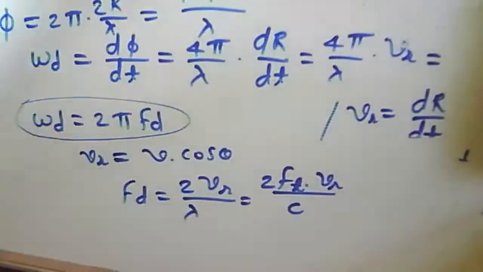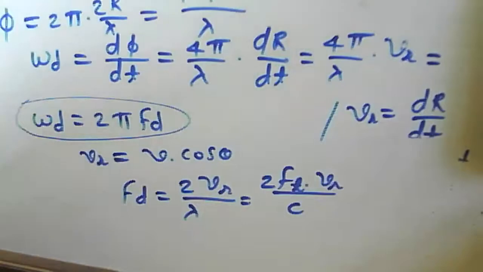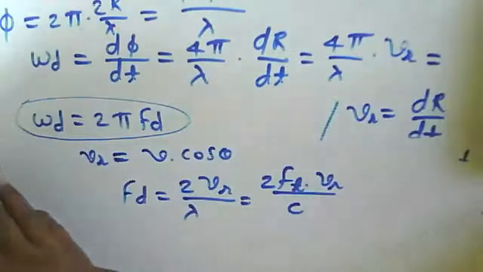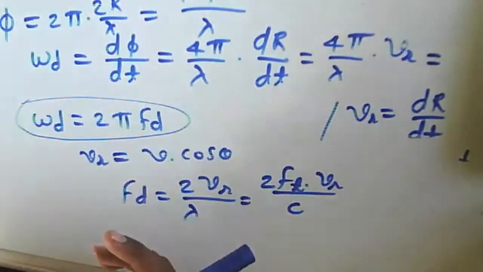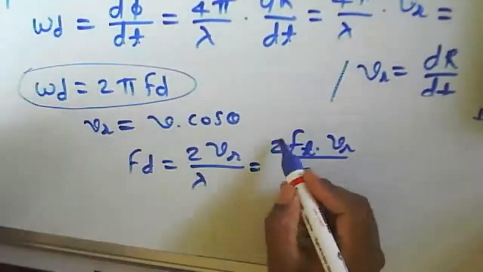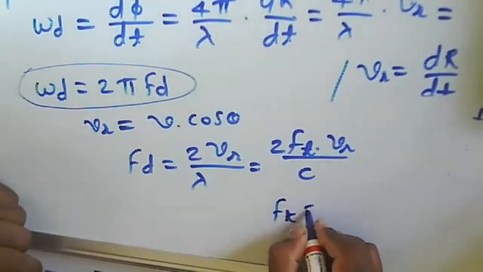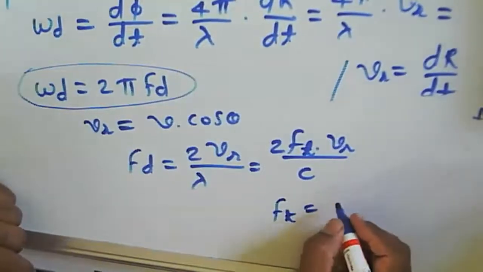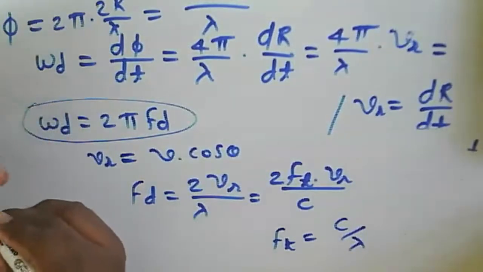If there is no variation, theta is equal to 0. Then what will be the Vr here? Vr is equal to V. If there is variation in theta, then Vr is equal to V times cos of whatever angle we have. So we need to find out what the radial velocity is. And Ft is the radar frequency. Generally, Ft is equal to C by lambda.